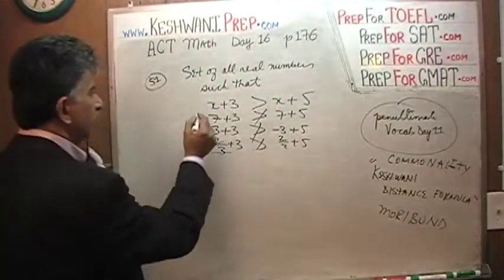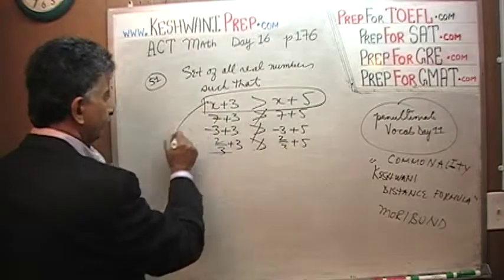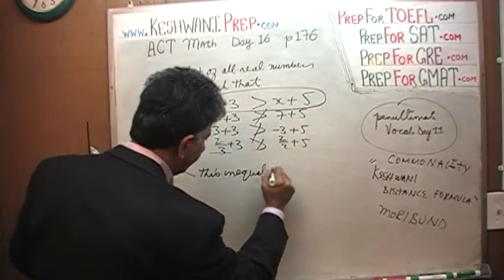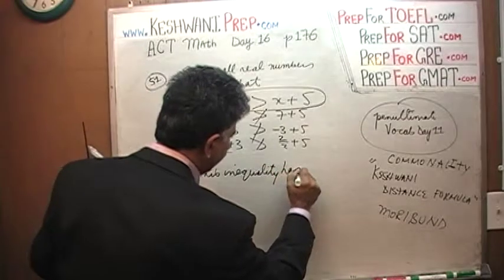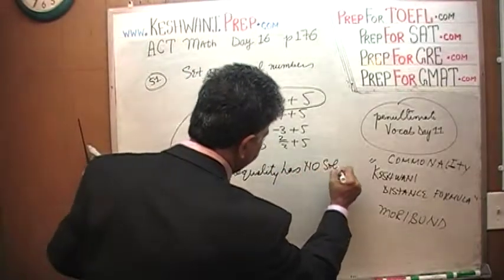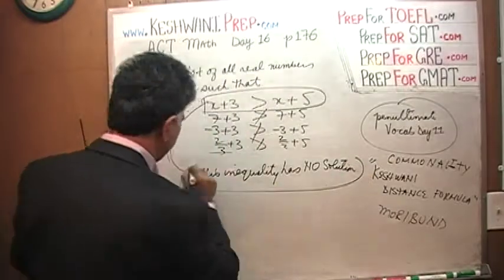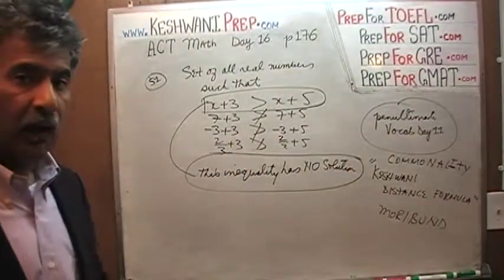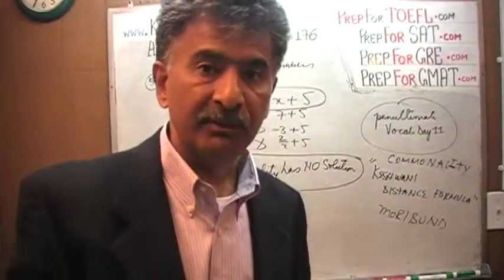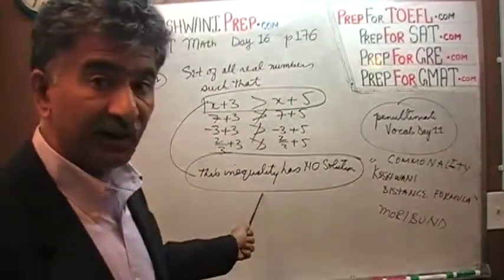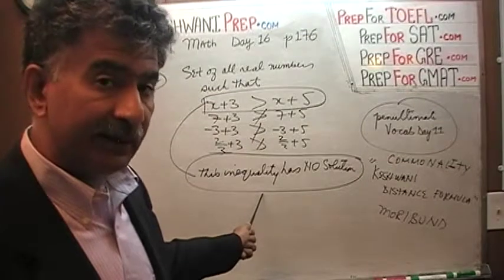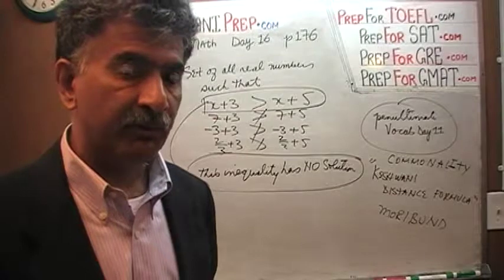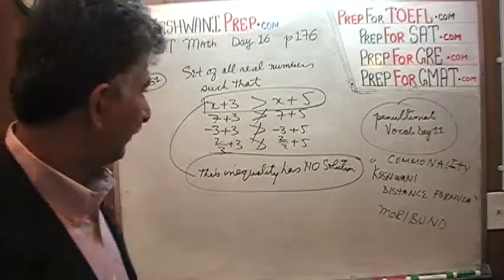Let's write it here. This inequality has no solution. Now what we wrote down is the English language. How do we say the same thing in the language of mathematics? Mathematicians do not speak like this. We have to use their lingo. We have to say it in their language. How do we say this thing in the language of mathematics? Well, this is how we say it.